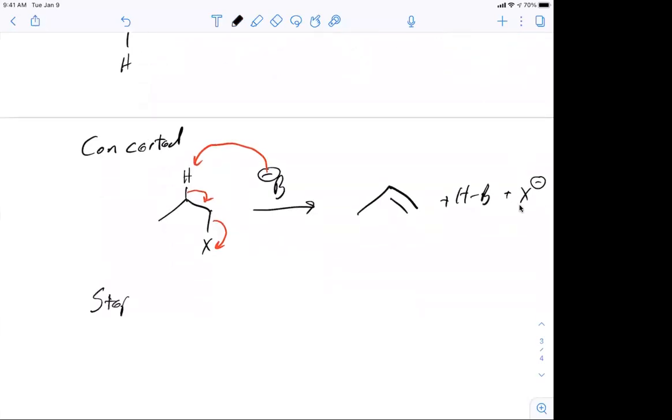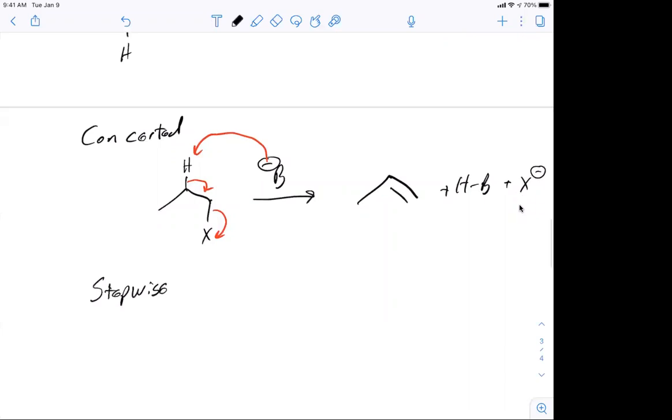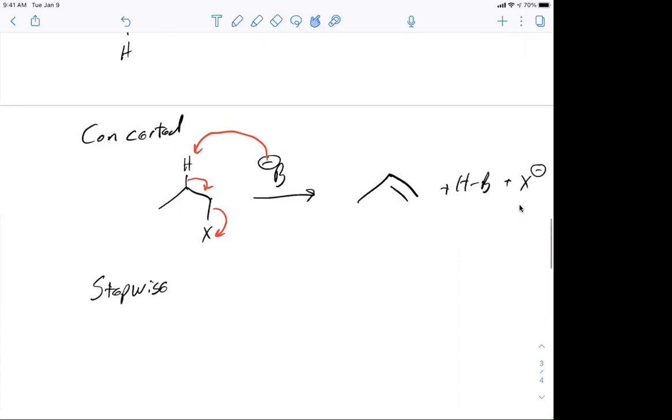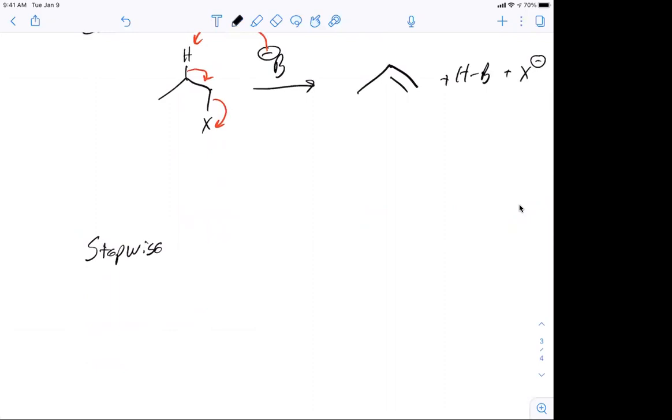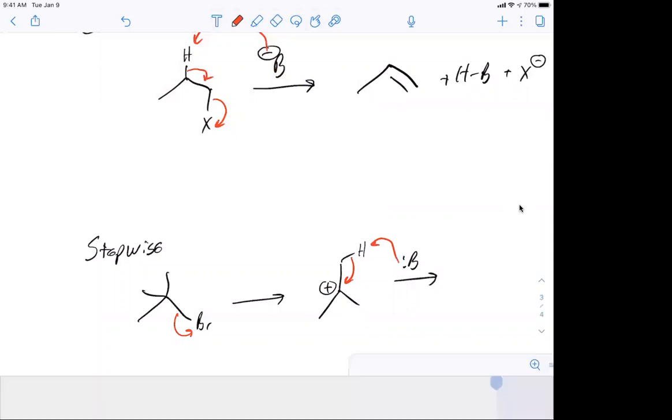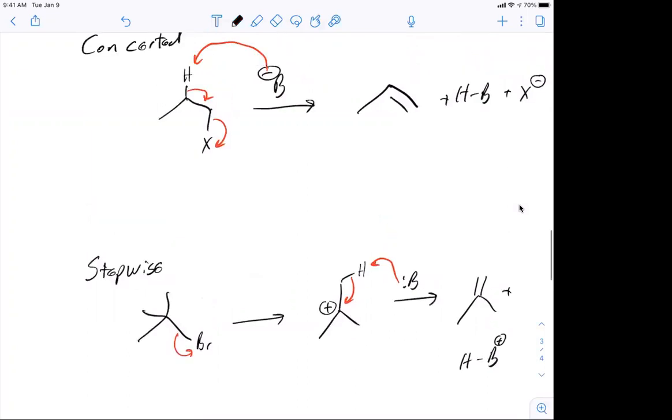In a stepwise mechanism, the first thing that is going to occur is loss of the leaving group, forming the carbocation, and then the base coming in, abstracting that proton, electrons going towards the carbocation, giving us the double bond plus the B and H, the protonated base.